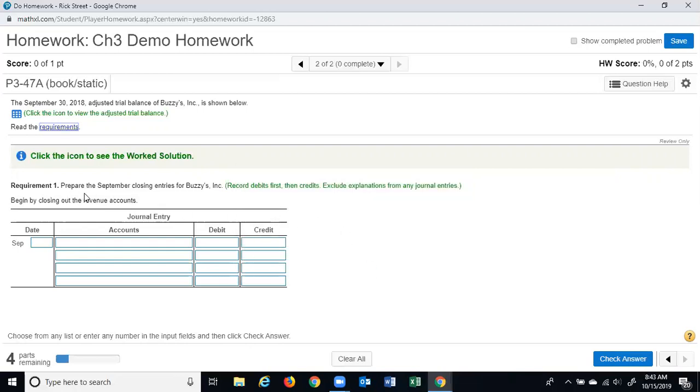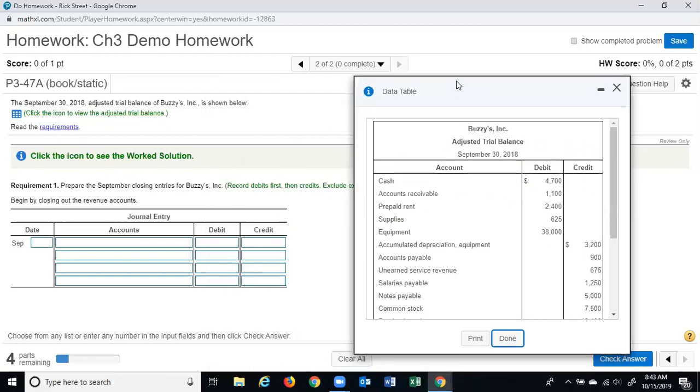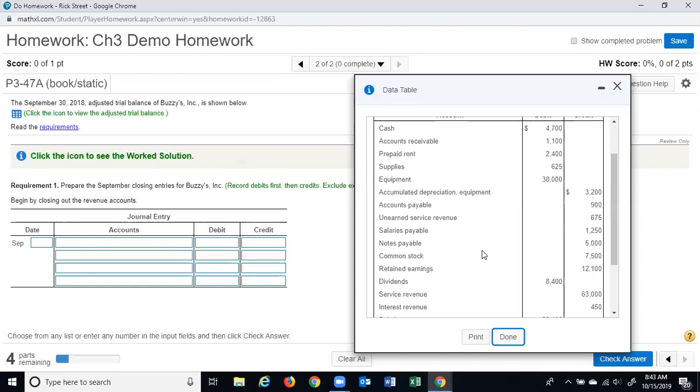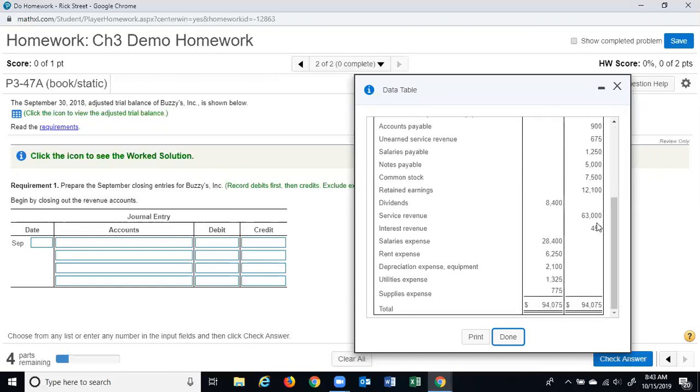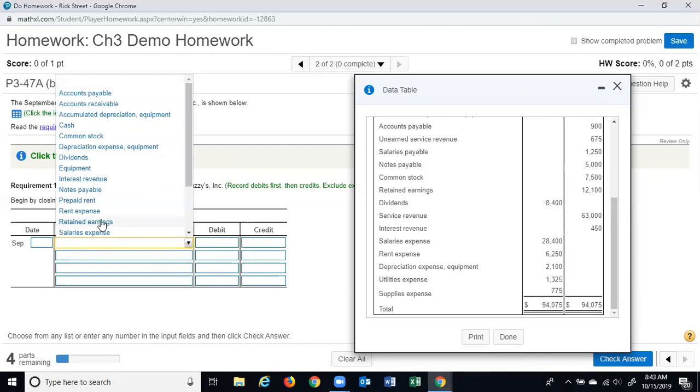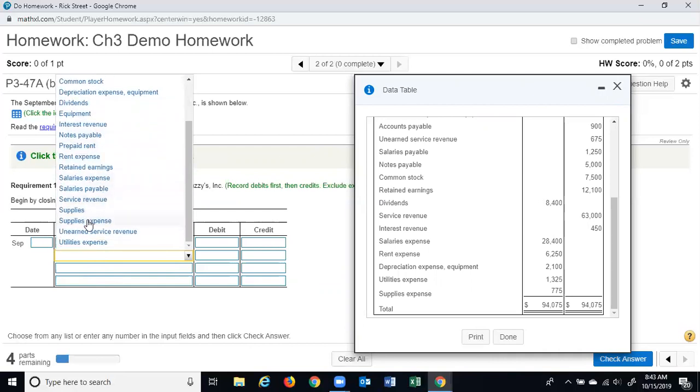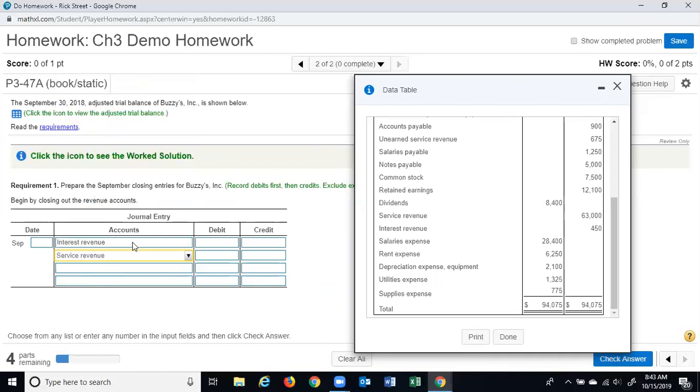Okay, so first thing that we always do is close our revenue accounts. So we have to open up our trial balance, keep that available to us, go down to where we first see revenues, and you see we have two revenue accounts. So we're going to list those two revenue accounts right here. One can be interest revenue, since I found that first, and the other one would be service revenue. It's true, I have a tendency to put the larger account first.